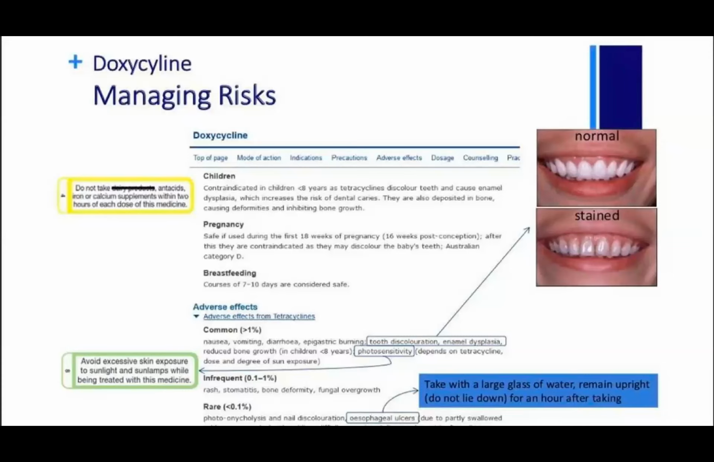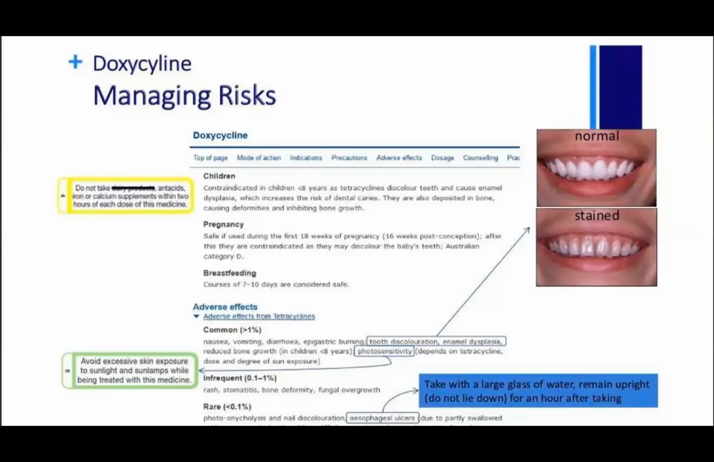And also, doxycycline can cause photosensitivity, so we have to be careful, and can cause esophageal ulceration. So taking it with a full glass of water and remaining upright is very important. Very important from the pharmacist point of view to inform the patient and consult them and explain how they use this medication.